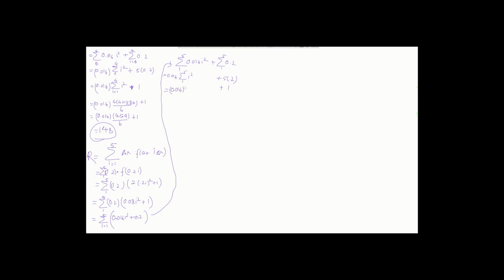0.016, and then 5 times n plus 1 is 6 times 2n plus 1 will be 11. You see that? Over 6, and then plus 1 there, right? So what do you get? If you simplify this, you cancel 6 and 6, and your answer will be 1.88. So what was our left sum? The left sum L was 1.48 and the right sum R is 1.88.